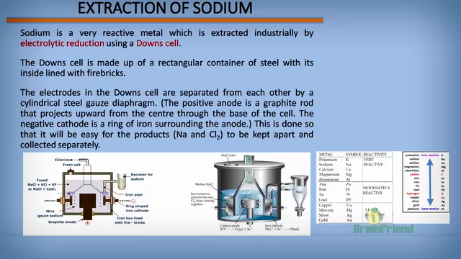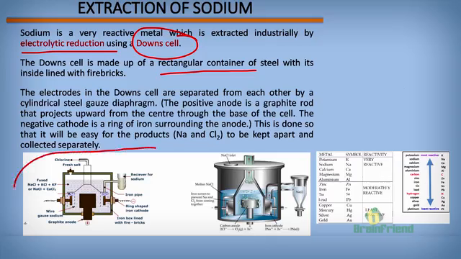Now we'll be looking at how sodium is extracted. As we have said, sodium is a very reactive metal, and it is extracted industrially by electrolytic reduction using the Downs cell, okay? Now this Downs cell is made up of what? A rectangular container of steel with its inside lined with fire bricks. So here we have an image of a Downs cell. This is what it looks like, okay? So its inside is lined with what?